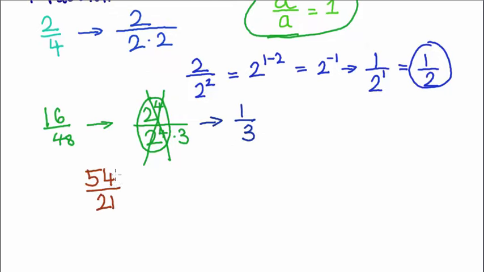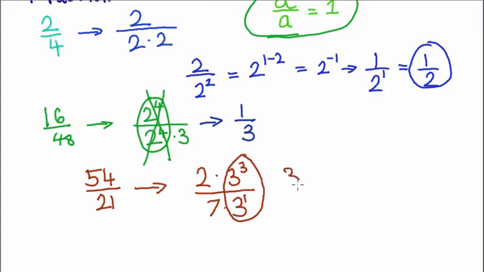Let's say you have some numbers such as 54 divided by 21. The following is a prime factorization for the number 54. And the following is a prime factorization for the number 21. So the first thing that I need to do is deal with the common bases. I have a 3 to the power of 3 on the top and 3 to the power of 1 on the bottom. When I simplify this over here, that gives me 3 to the power of 3 minus 1, which is the same thing as saying 3 to the power of 2.